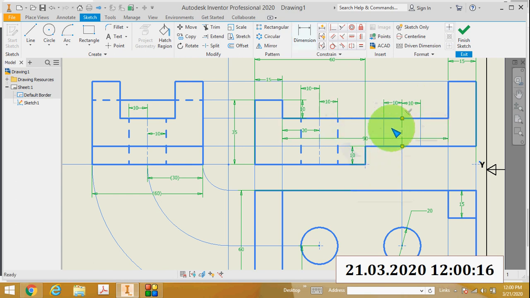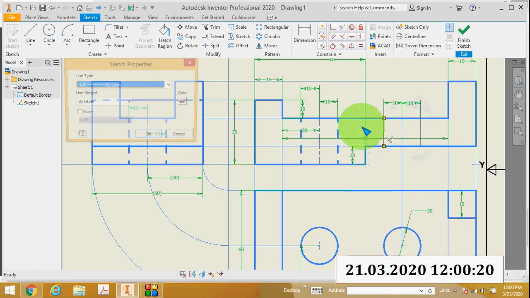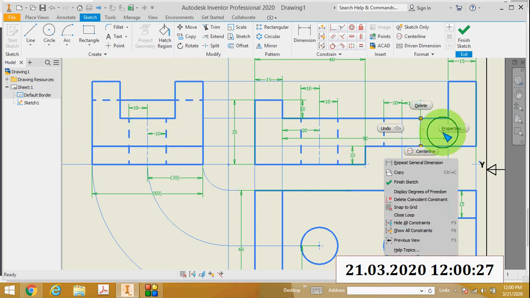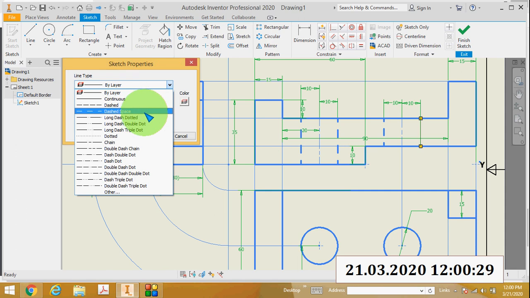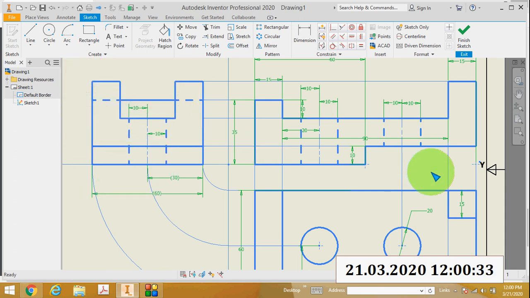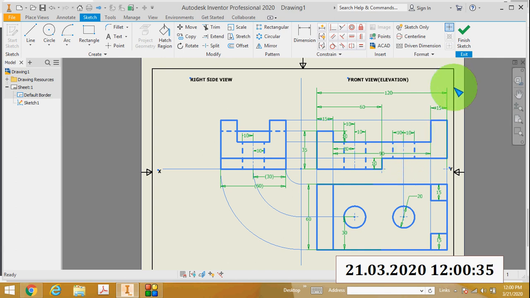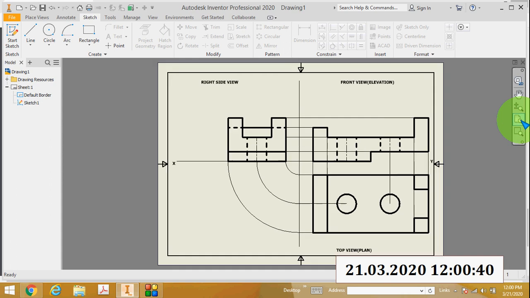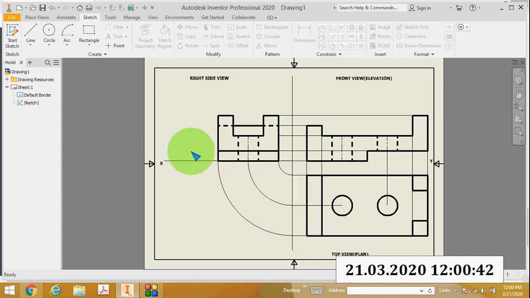Then I will darken this line using dashed lines. That means that circle, that hole, is invisible in the front view. Okay, so now our front view, top view and right side view is completed.